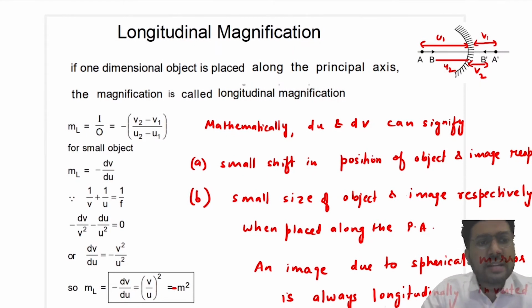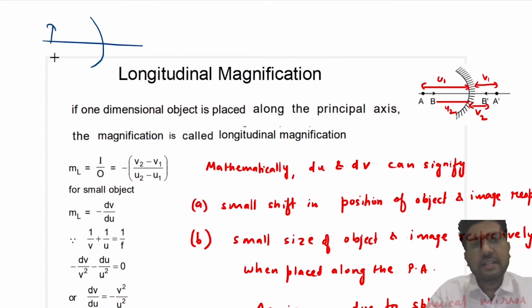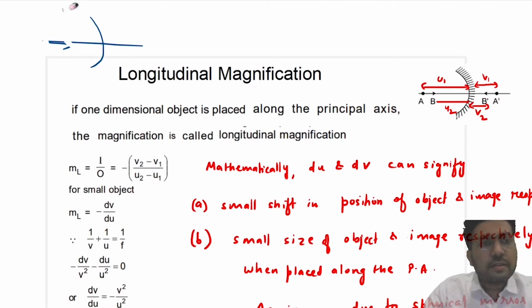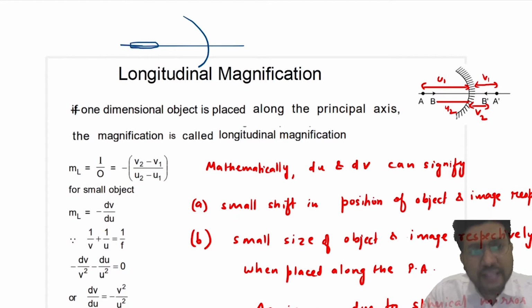So it is not necessary that every time the object is placed perpendicular to the axis. It is possible that the object is placed along the axis, right? Object might be placed along the axis also. So if a one-dimensional object is placed along the principal axis, then the magnification in this case is called the longitudinal magnification. Okay, one was transverse or lateral magnification, and this is longitudinal magnification.